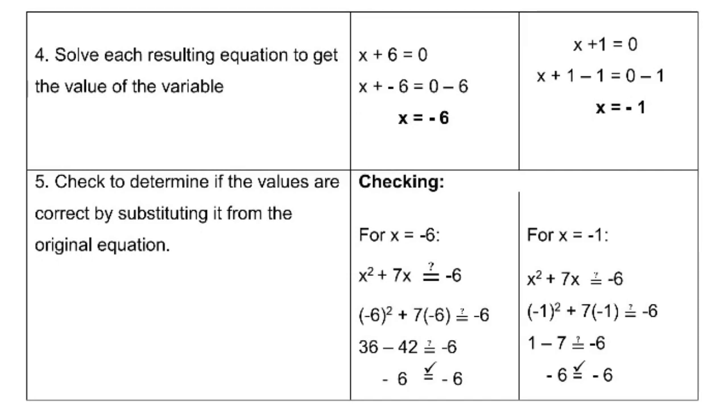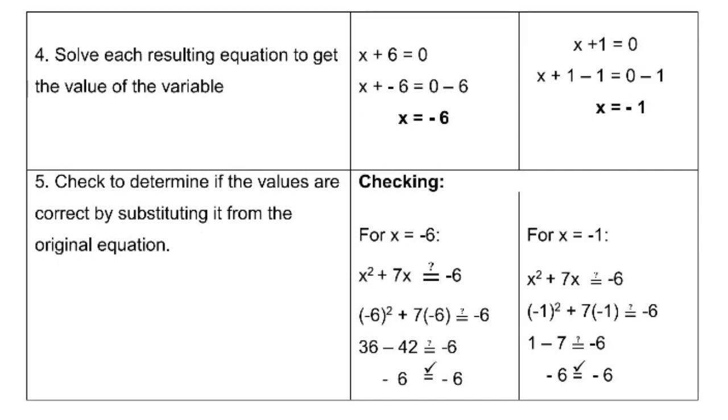For x equals negative 1, substitute negative 1 to every x. So we have negative 1 squared plus 7 times negative 1. Is it equal to negative 6? Negative 1 squared, negative 1 times negative 1 is 1. 7 times negative 1 is negative 7. So 1 minus 7 equals negative 6. So negative 6 here is equal to negative 6, which is also correct.